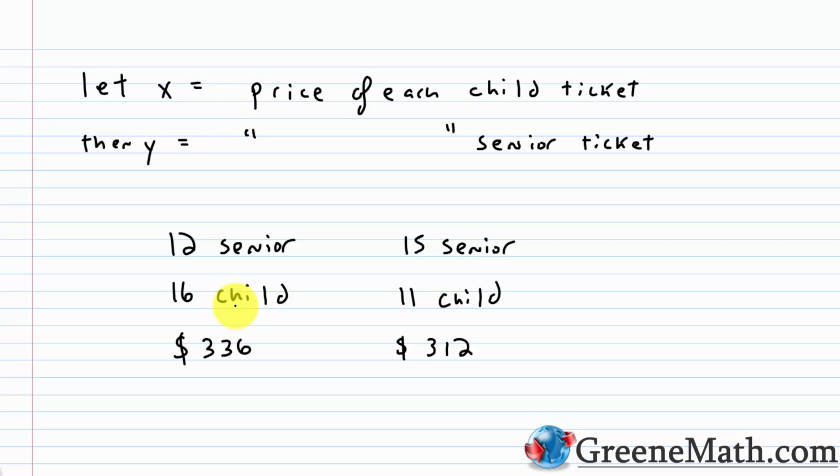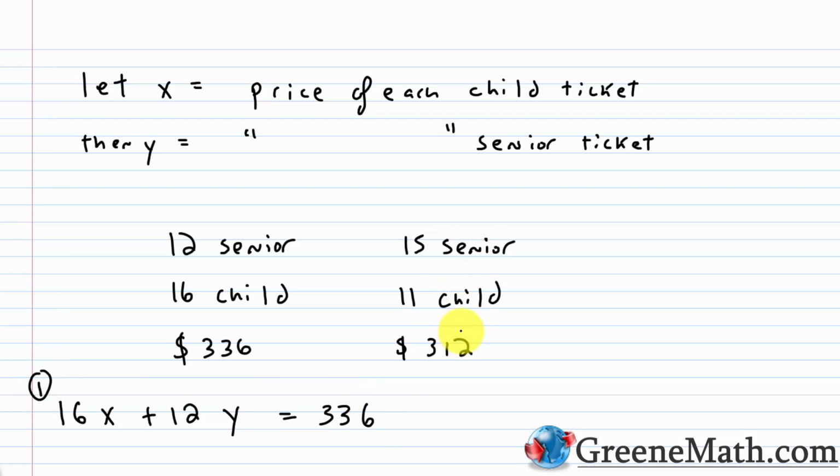Well, 16 times 10 would be 160. So I need to multiply 16 times X to get the total revenue from selling child tickets that day. So in the first scenario, I will have 16 times X. Then I've got to do the same thing for senior tickets, so plus 12 times Y. And this is equal to 336. So this is my first scenario.